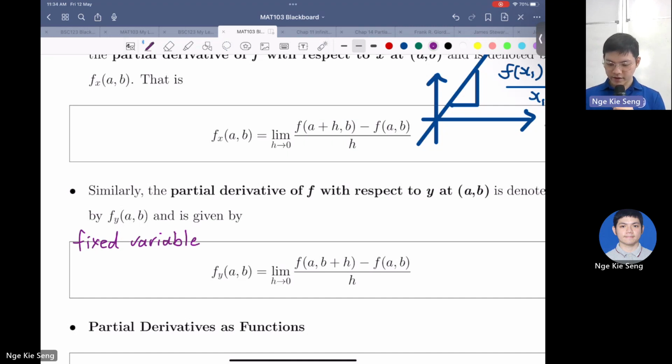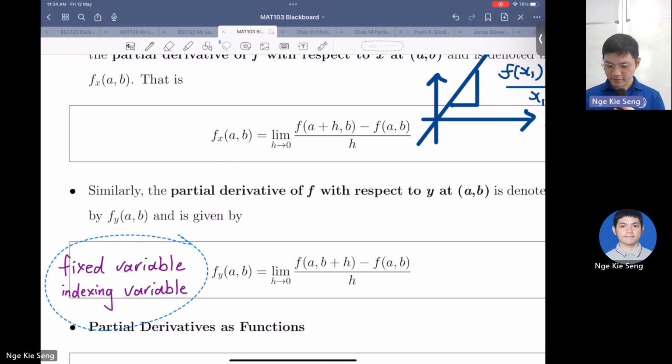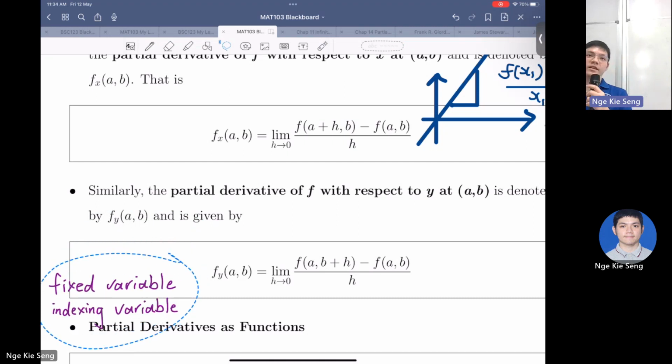So I break them into fixed variable and let me call it indexing variable. I'm not sure if I can find the right word, but let's call it fixed and indexing variable. So one is a running variable, one is a fixed variable, a given. Okay. So what are the fixed variables?